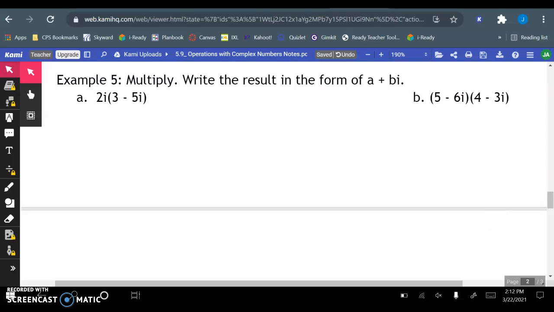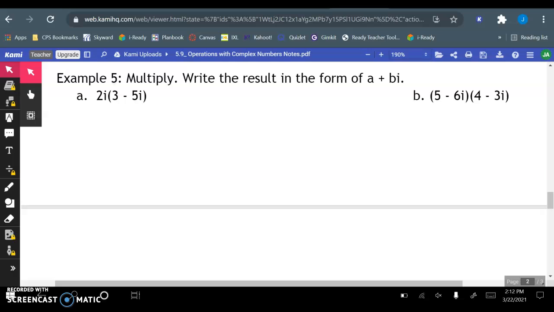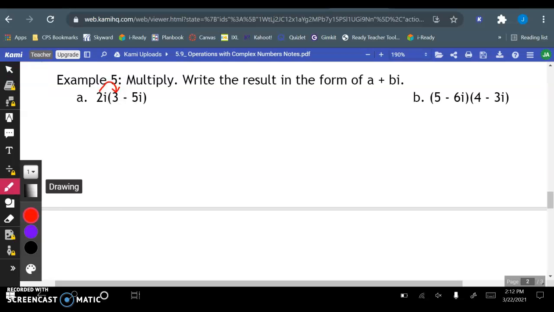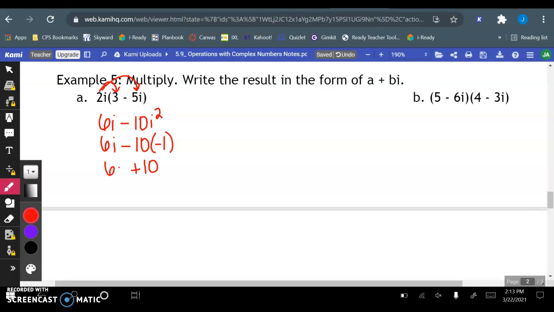Example 5, we're going to multiply and write our result in the form of a plus bi. So what we have to do here is distribute this 2i. So 2i times 3 would be 6i. And then 2i times negative 5i would be negative 10i to the second power. i to the second power is the same thing as negative 1. So this is really 6i minus 10 times negative 1, and 10 times negative 1 is really positive 10. And then we have 6i, but it wants it in the form of the real number plus the complex number. So we have to flip this around, and they're both positive, so 10 plus 6i.